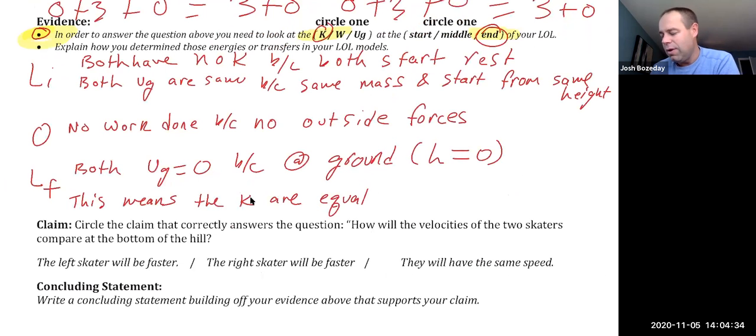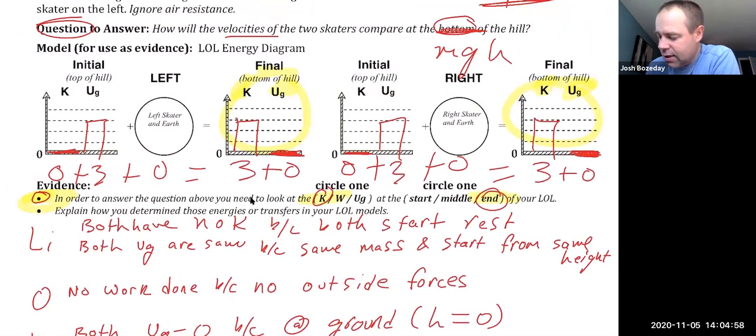Now, to understand that, you really have to read the whole thing again, but it makes sense if you read the whole thing. Both have no kinetic energy because both start from rest. Both UGs are the same because same mass and same height. There's no work done because there's no outside forces. Both UGs are 0 because they're at the ground. Well, that means that the kinetic energies are equal, right? It's kind of like saying 0 plus 3 plus 0, and then if there's a 0 here, must equal 3. Similarly, 0 plus 3 plus 0, if there's a 0 here, must equal 3.